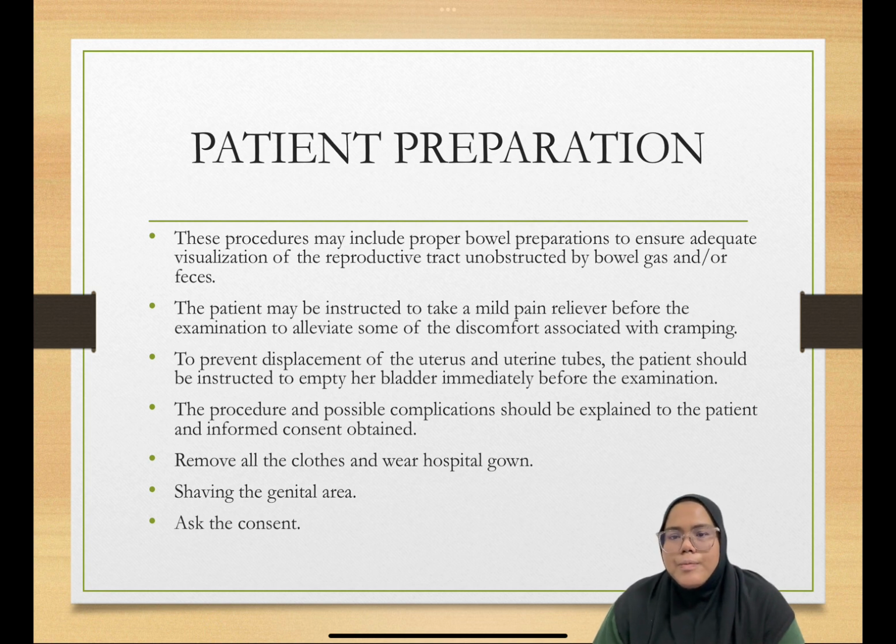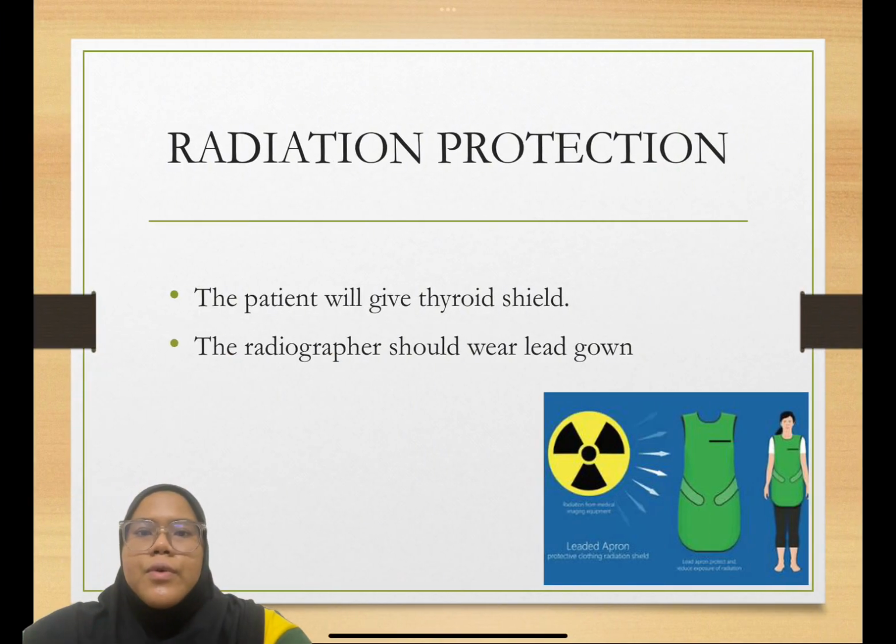To prevent displacement of the uterus and uterine tubes, the patient should be instructed to empty the bladder before the examination. The procedure and possible complications should be explained to the patient before the procedure. Remove all clothes and wear the hospital gown, and if possible, shave the genital area, and ask for consent from the patient. The protection that we use is the shield and the lead gown.